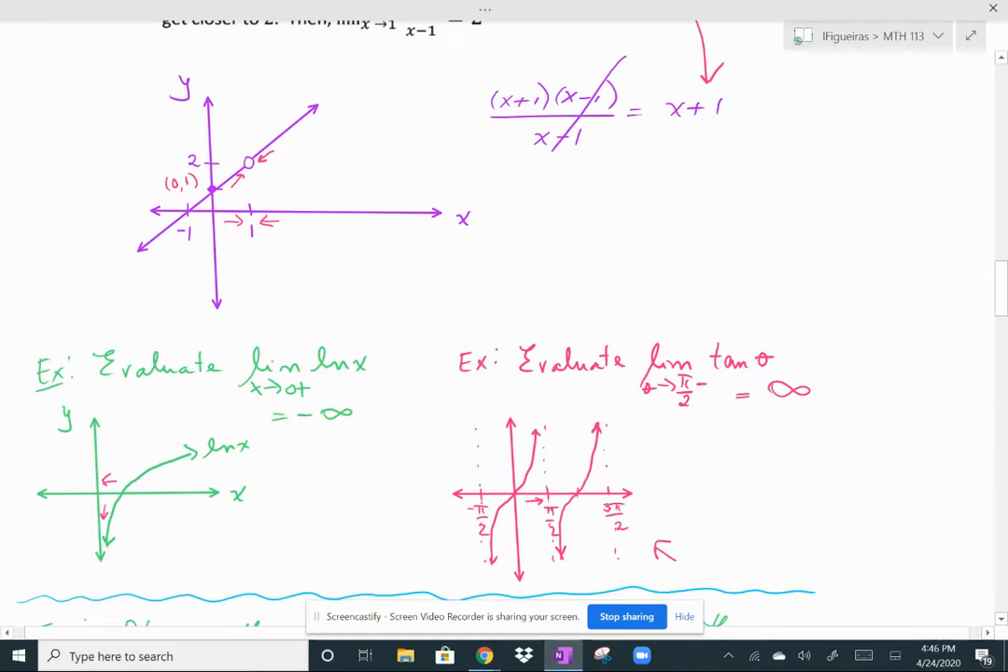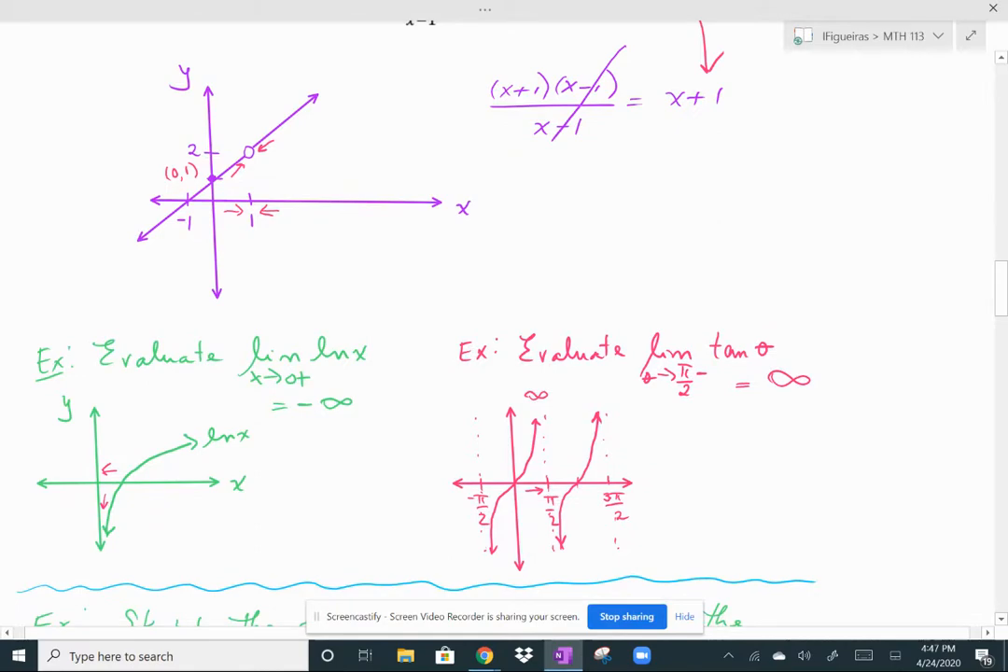If I look at the path of the function, well, this is approaching positive infinity. So again, this is another limit that does not exist because it doesn't converge to a finite number, and the behavior is also different on the left and the right side of pi over 2.